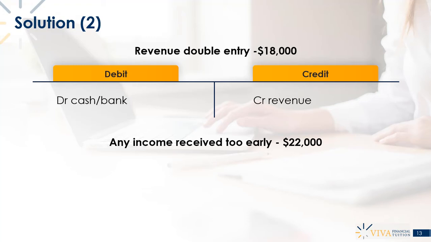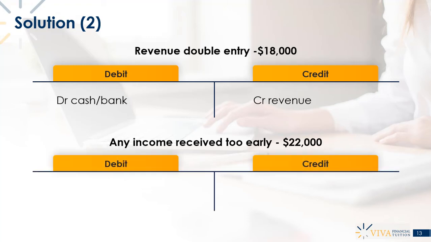So the debit side of the entry is going to be the same as the revenue side of the entry, the revenue debit, which is into the cash bank account. The credit side of the entry is not to revenue though. We've received this income too early. We credit it to deferred income.